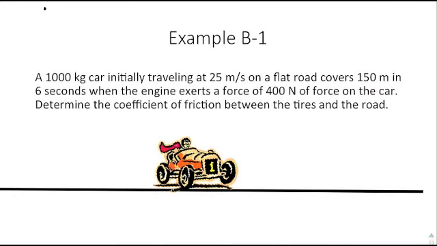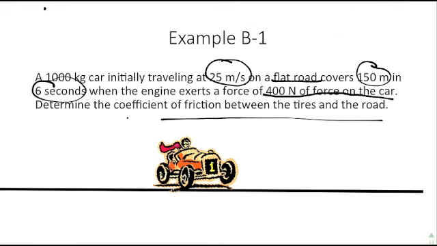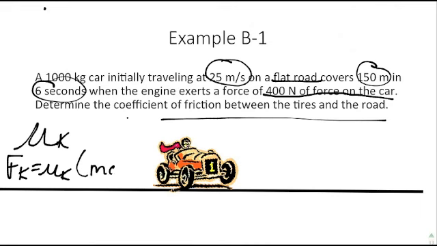So example B1, it says a 1,000 kilogram car is initially traveling at 25 meters per second on a flat road that covers 150 meters in 6 seconds when the engine exerts 400 newtons of force on the car. Determine the coefficient of friction between the tires and the road. So I'm looking for the coefficient of friction. Now I do know that I have an equation for the coefficient of friction, and that would be Fk equals mu sub k times mg, because it is a level surface.